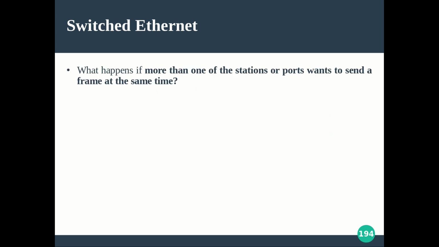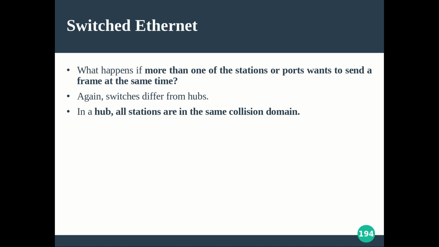Yeah, so what happens if more than one of the stations or ports wants to send a frame at the same time? Again, a switch differs from a hub. In a hub, all stations are in the same collision domain, so you can keep this terminology in mind. Same collision domain means everybody is connected to a common shared hub. So when two people try to communicate at the same time, it will definitely collide inside the hub, because everybody is in a single collision domain.